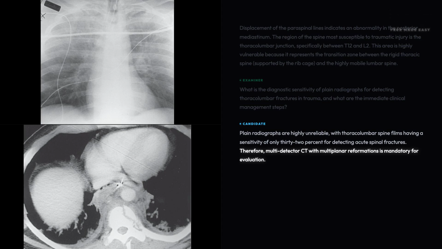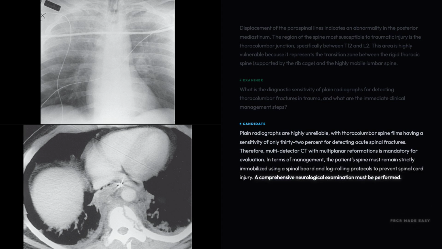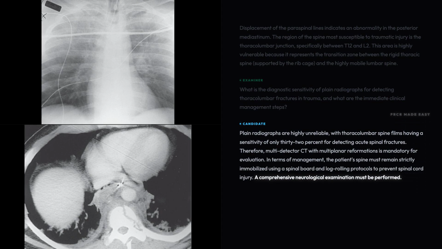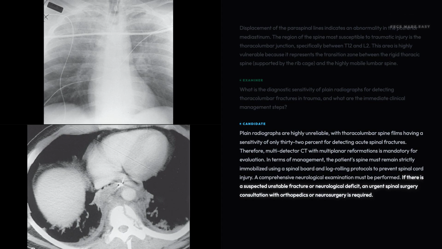In terms of management, the patient's spine must remain strictly immobilized using a spinal board and log rolling protocols to prevent spinal cord injury. A comprehensive neurological examination must be performed. If there is a suspected unstable fracture or neurological deficit, an urgent spinal surgery consultation with orthopedics or neurosurgery is required.